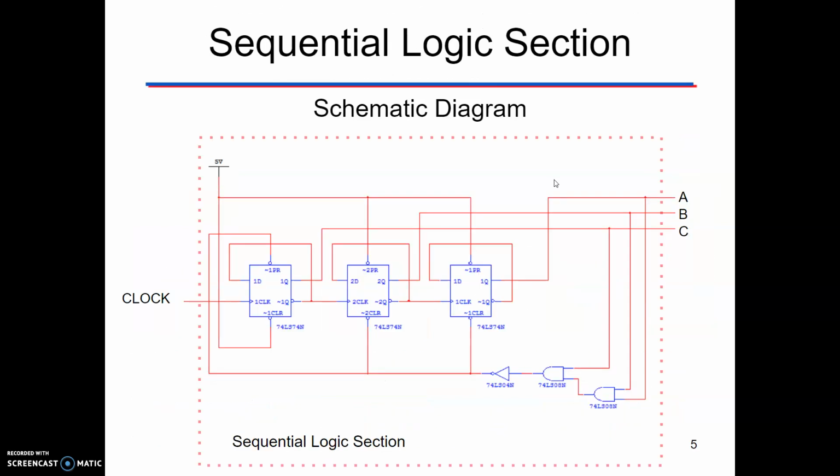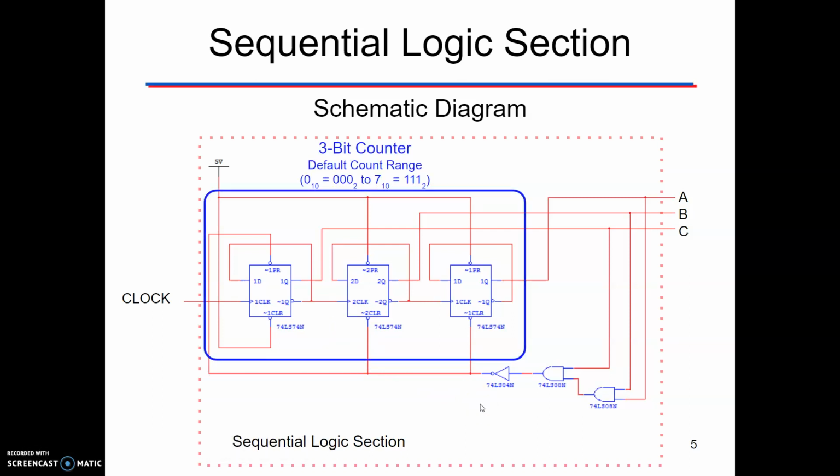So let's get started. This is our schematic diagram, looking at the sequential logic section, so that middle section from the block diagram. You can see that we have three 74LS74Ns tied in here, and they are looped through with a 5-volt power, and then we have three outputs, A, B, and C. Also, we have two AND gates, and we have an inverter tucked into this circuit. So all of these get laid out and put together to create our sequential logic section.